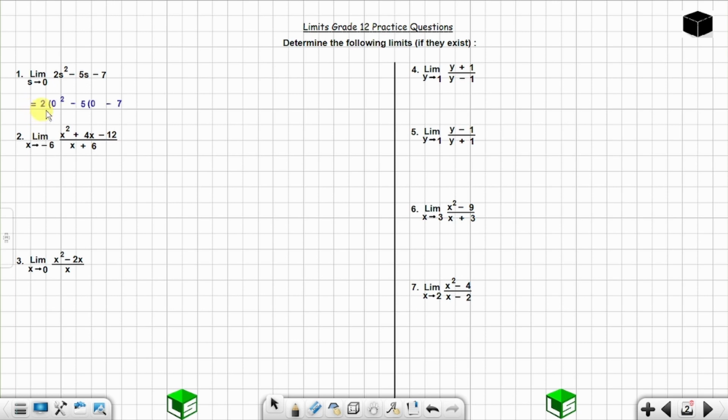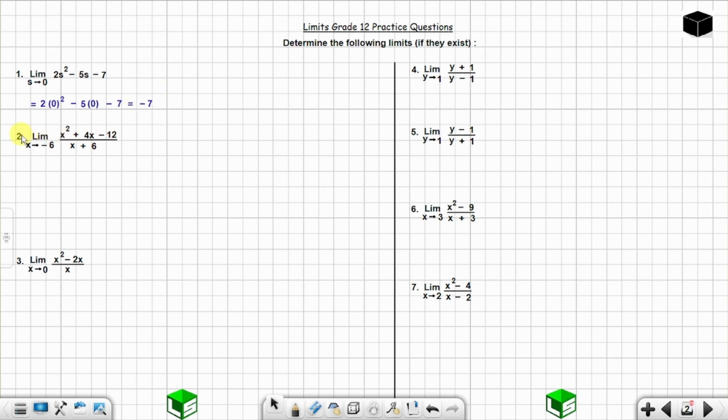This is equal to, you plug 0 wherever you have s, because s approaches 0. You have 2 times 0 squared minus 5 times 0 and then minus 7. You plug 0 wherever you have s and see if you are going to get an error. You are going to see that this is 0 and this is 0. You have 0 minus 0 minus 7. This is equal to minus 7. So this is the final answer.